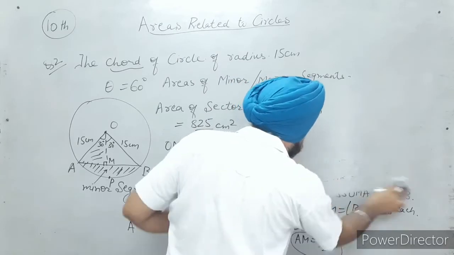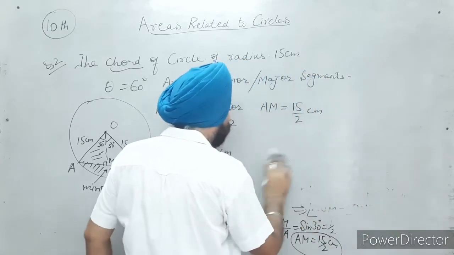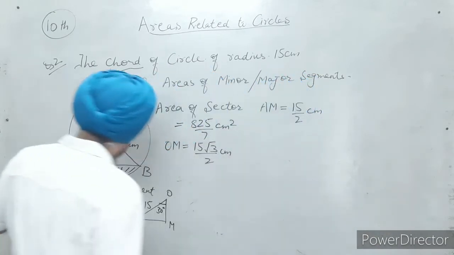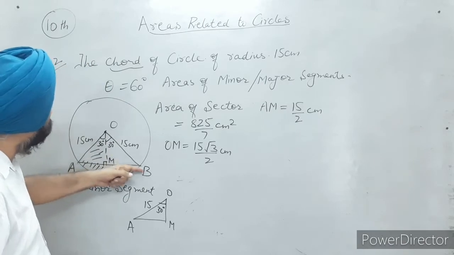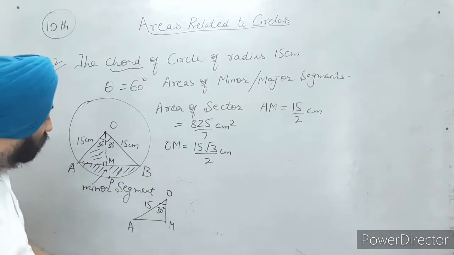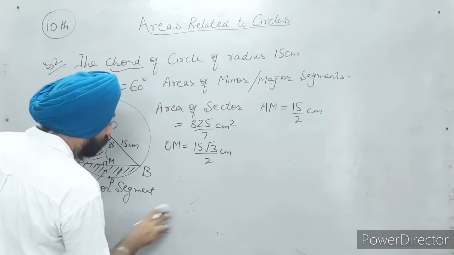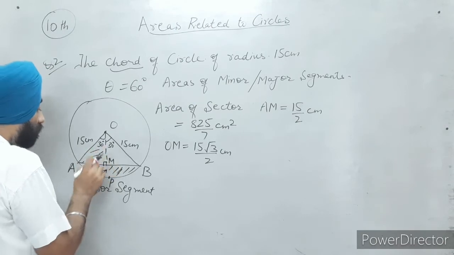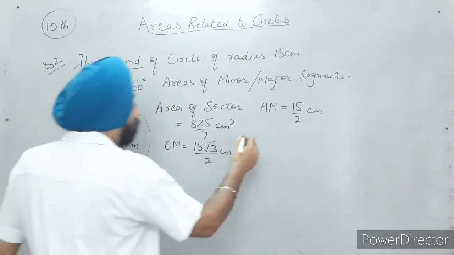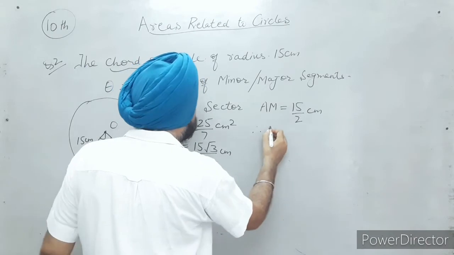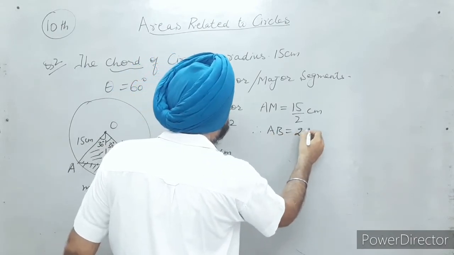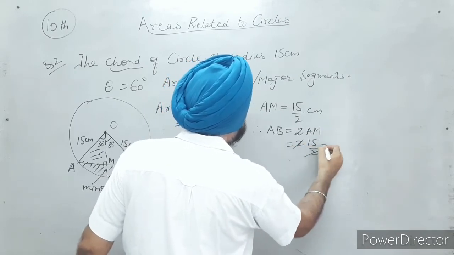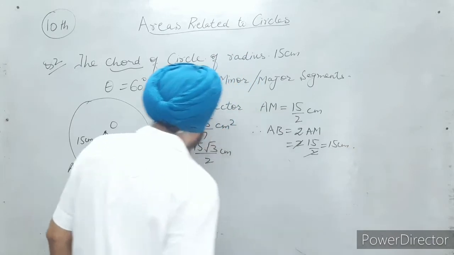Hope you have understood this criteria of congruence. We proved the two triangles to be congruent by CPCT, right? The angles AOM and BOM were equal to 30 degrees. We applied the trigonometric ratios to find OM and AM. Now, both the triangles are congruent, so AM must be equal to MB. Therefore, AB is twice of AM. That is 2 times 15 by 2. It goes 15 centimeters.